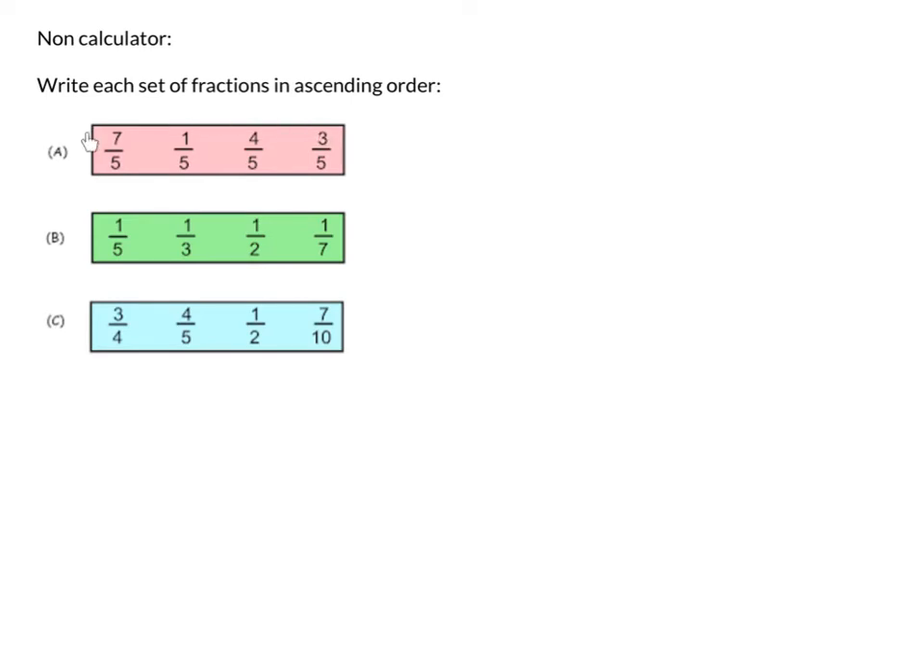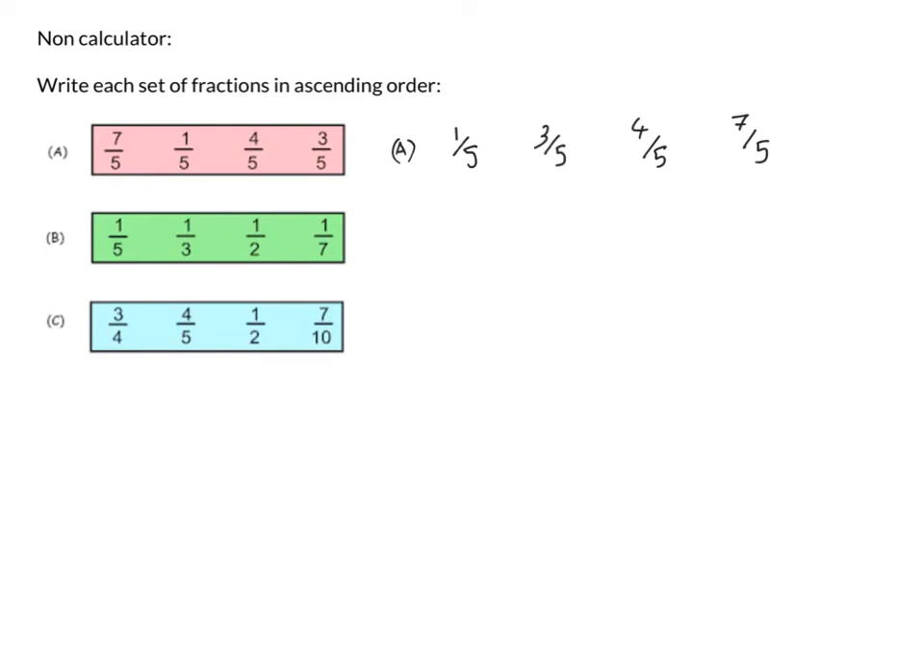Now, this first list here, list A in red, is probably the easiest one of the three lists to put in order. All of these have got the same denominator. So all I really need to do is look at the numerator, the number on the top. So the smallest one I've got is 1 out of 5. The next one up will be 3 out of 5. The next one up will be 4 out of 5. And then the largest one will be 7 out of 5.